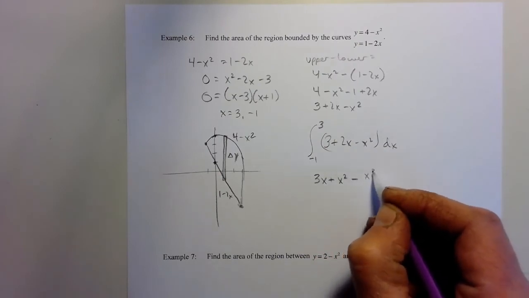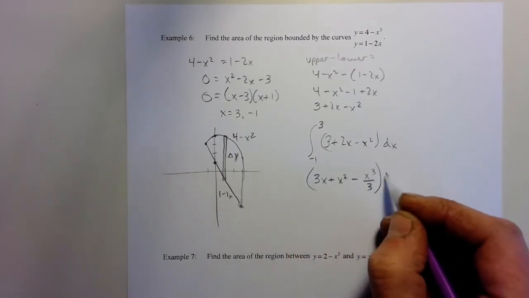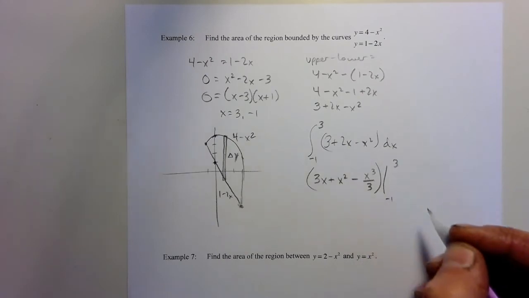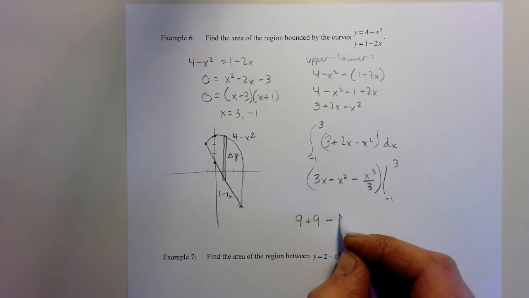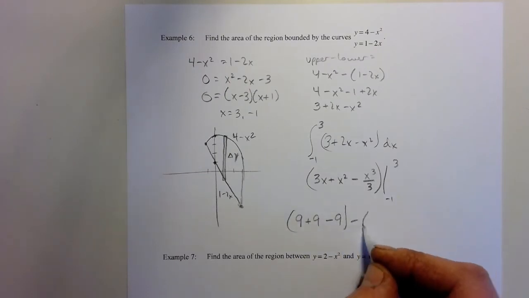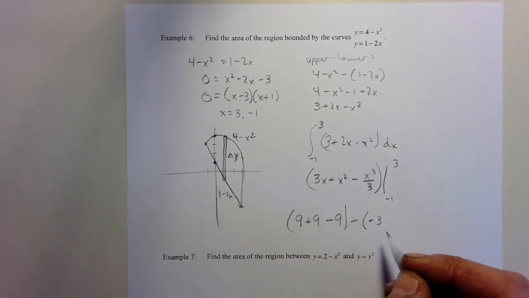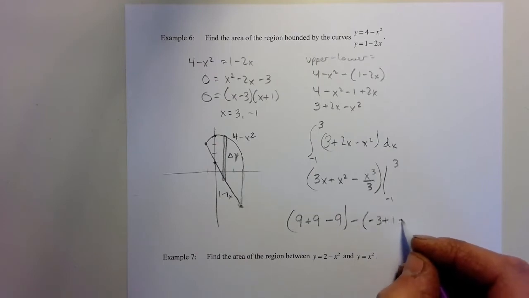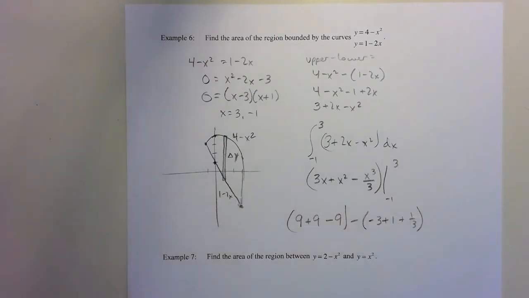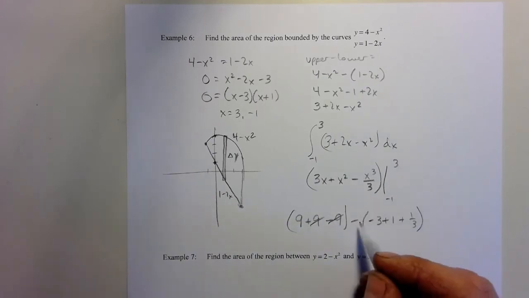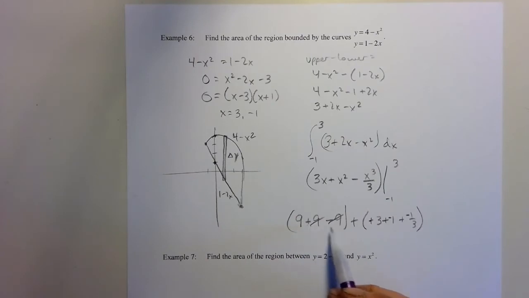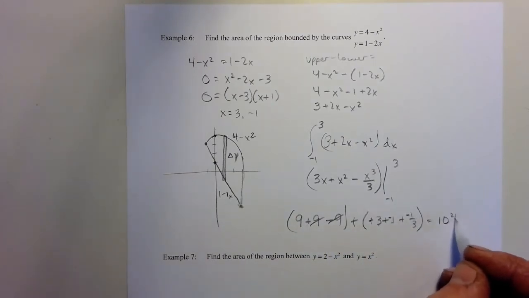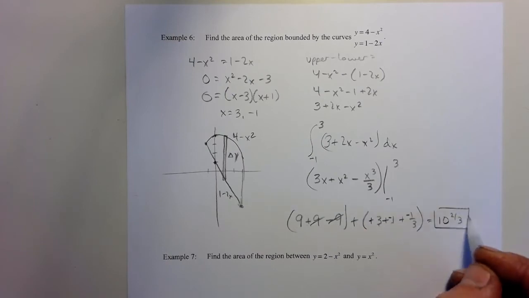I'm sorry, I took the antiderivative. Let me plug my upper bound in, 9 plus 9 minus 9. My lower bound is going to be minus 3 plus 1 plus 1/3. Plug that in. Those are nicely going to cancel. I'll distribute the negative in, and so I get 9 plus 3 is 12, 11 minus 1/3. So it's 10 2/3 there. This is my region.